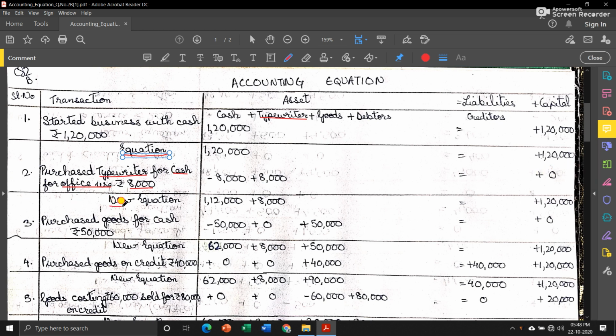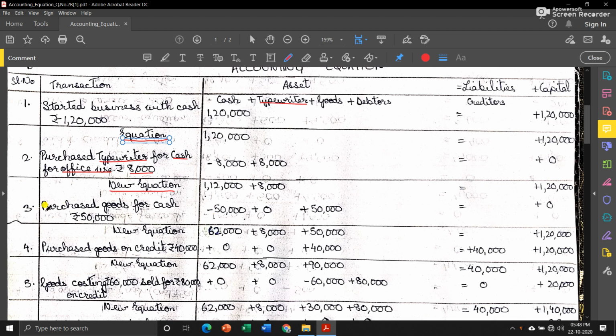Then after that we will find the new equation. Horizontally 1,20,000 minus 8,000 will give us 1,12,000. Then typewriter, we didn't have any balance earlier, now we got 8,000, so we will write 8,000. And on the liability side we have 1,20,000 as our capital.